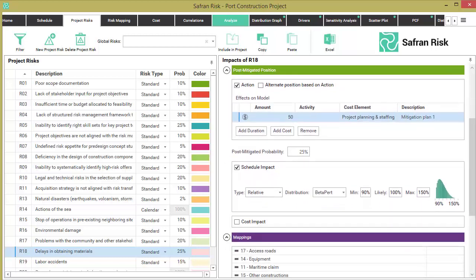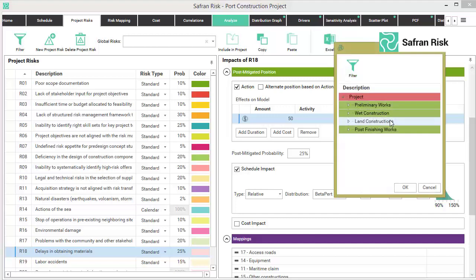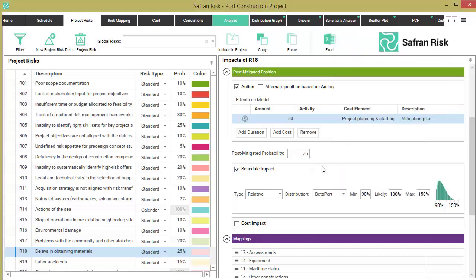Number 1 reduces the likelihood of the risk occurring. Number 2 reduces potential delays, that is, impact, and both cost the same. This is the way we proceed to analyze these mutually exclusive strategies. On Project Risk 18, we first define a post-mitigation strategy with an explicit cost of $50 added to the cost element of project planning and staffing. Post-mitigated probability is modified to 5%, and the schedule impact remains the same with the beta PERT distribution, keeping the min, most likely, and max relative variations of schedule impact at 90%, 100%, and 150% respectively.